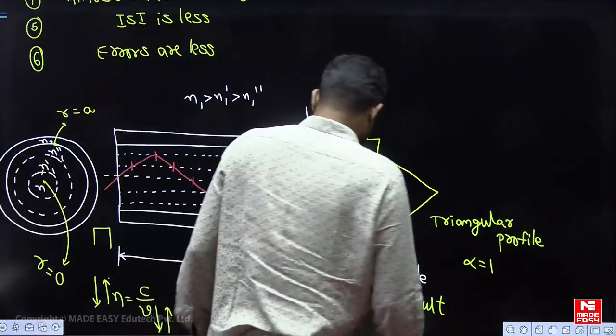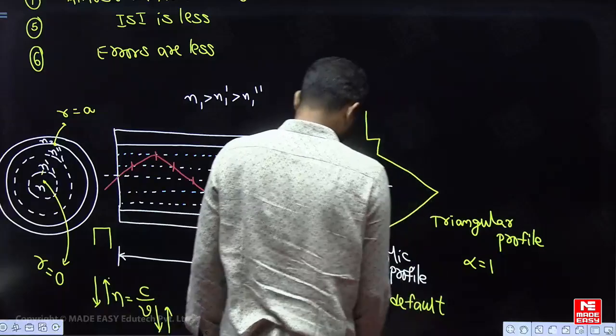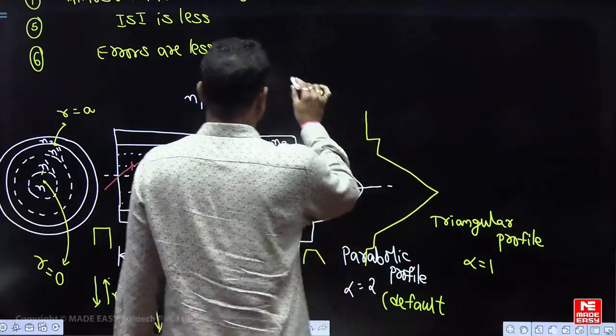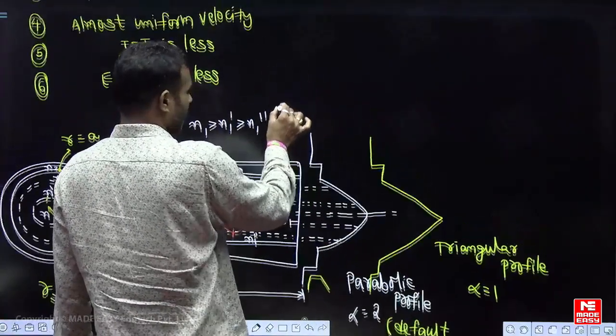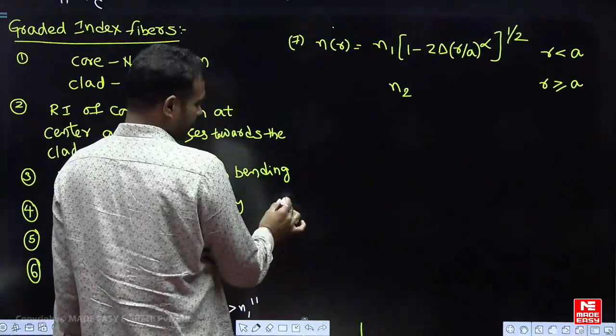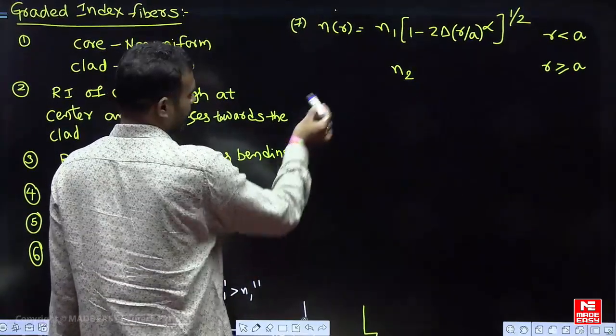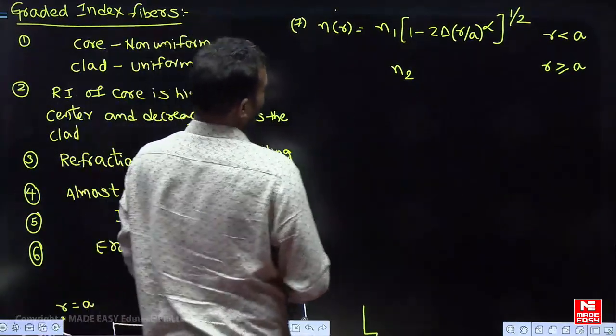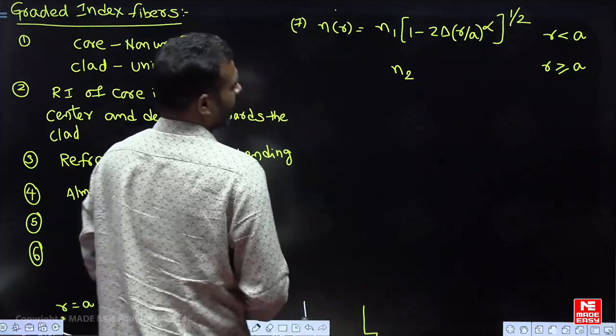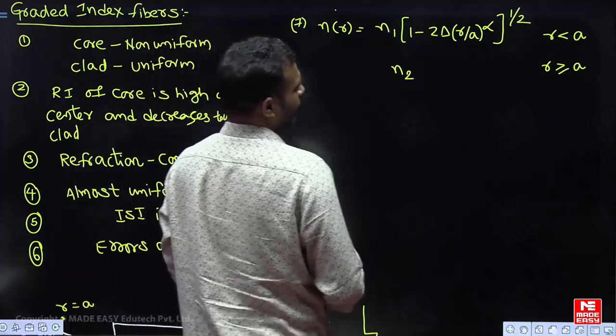Right. So all of you see here, I am explaining the next concept. We studied this formula for refractive index. So this is the refractive index formula: n of r is equal to n1 into 1 minus 2 delta into r by a to the power of alpha, whole to the power of 1 by 2.